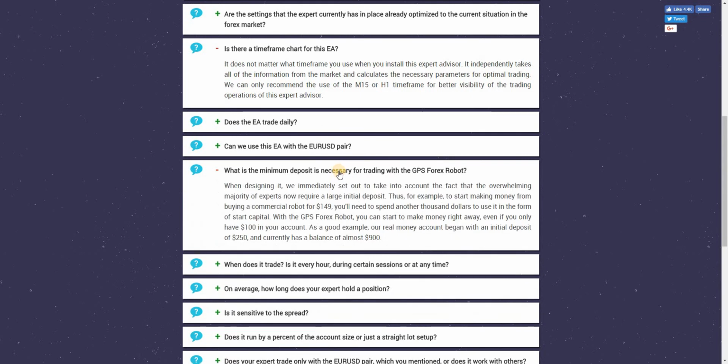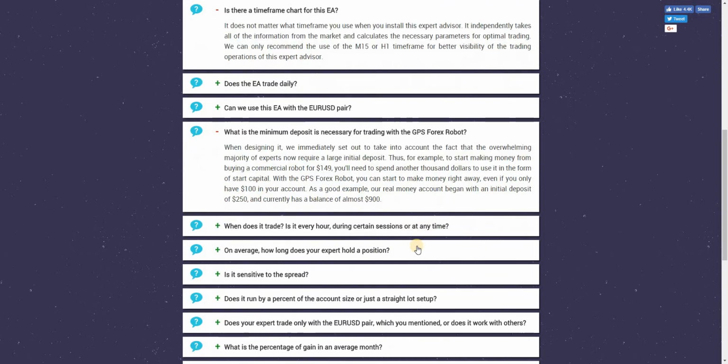Minimum deposit. Let's take a look at that one. When designing it, we immediately set out to take into account the fact that the overwhelming majority of experts now require a large initial deposit. Thus, for example, to start making money from buying a commercial robot for $149, you'll need to spend another $1,000 to use it in the form of start capital. With a GPS Forex robot, you can start to make money right away, even if you only have $100 in your account. As a good example, our real money account began with an initial deposit of $250 and currently has a balance of almost $900.